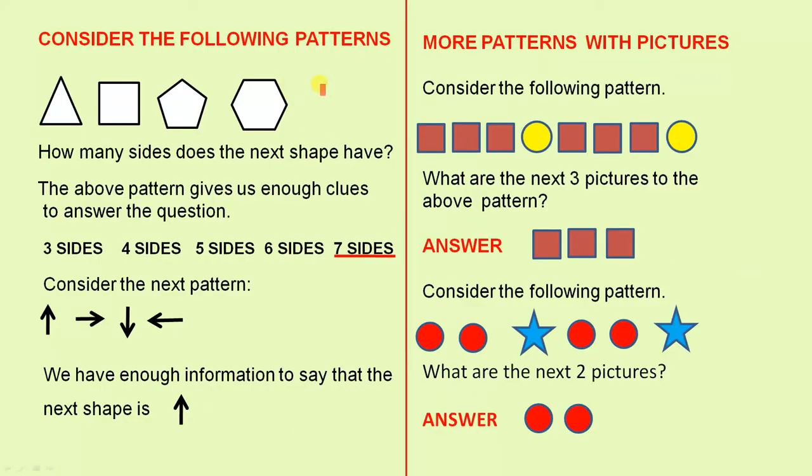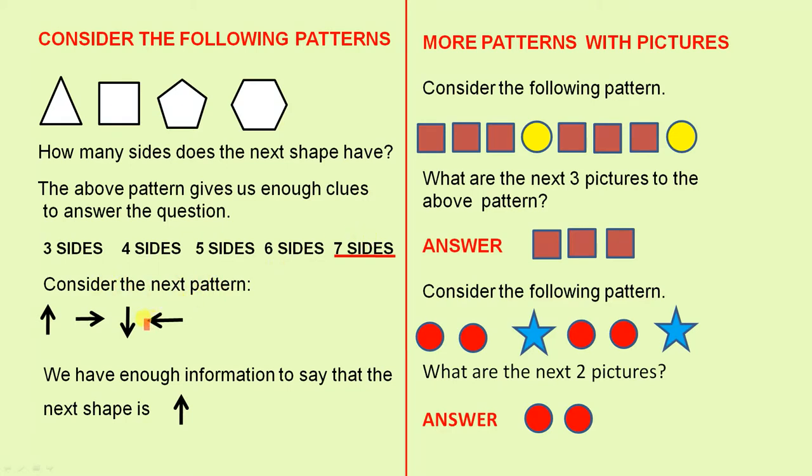Consider the following patterns: triangle, square, pentagon, hexagon. How many sides does the next shape have? The above pattern gives us enough clues to answer the question. 3 sides, 4 sides, 5 sides, 6 sides, so the next pattern must have 7 sides.